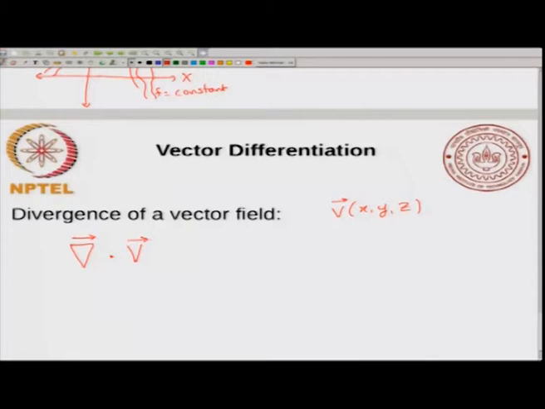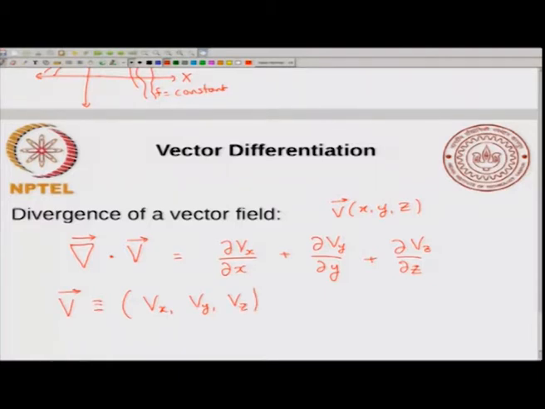Okay. And this is equal to ∂V_x/∂x plus ∂V_y/∂y plus ∂V_z/∂z. And just to remind you, my vector field V is equivalent to (V_x, V_y, V_z). So, these are the components of the vector field, and remember each of these is a function of x, y, z. Okay. So, that is the vector field.